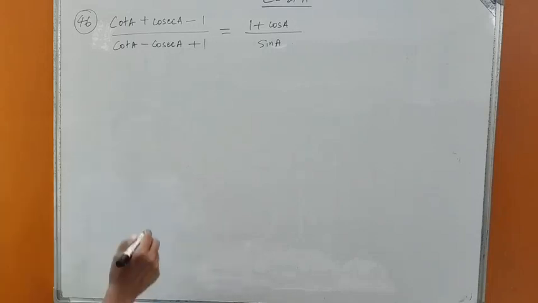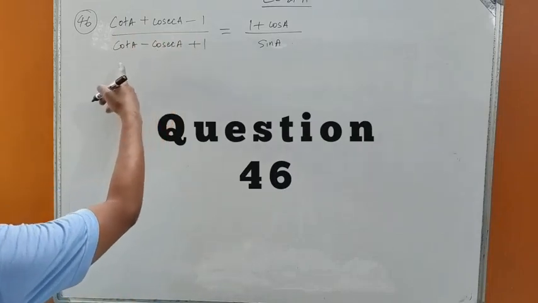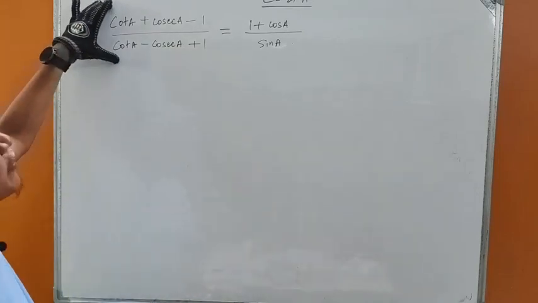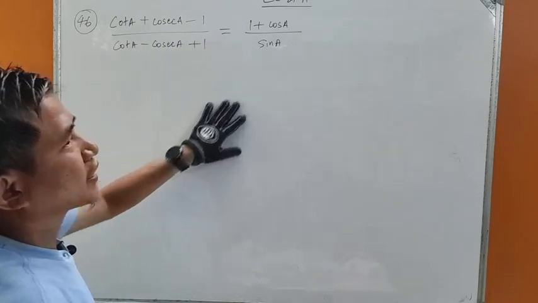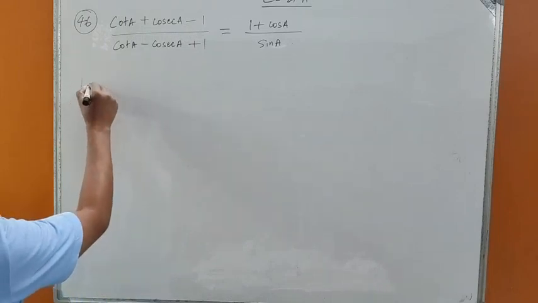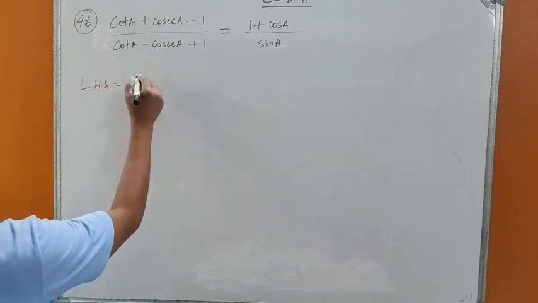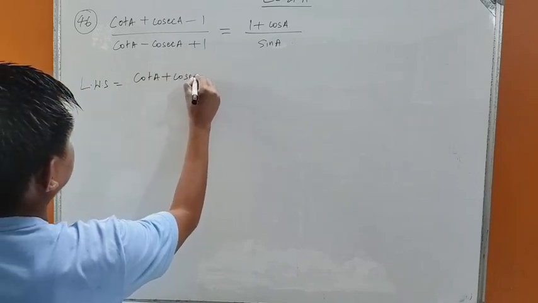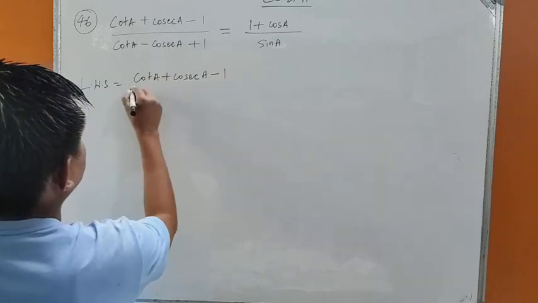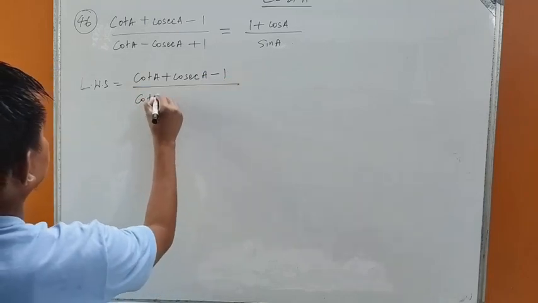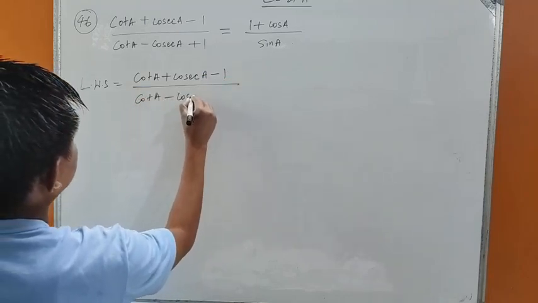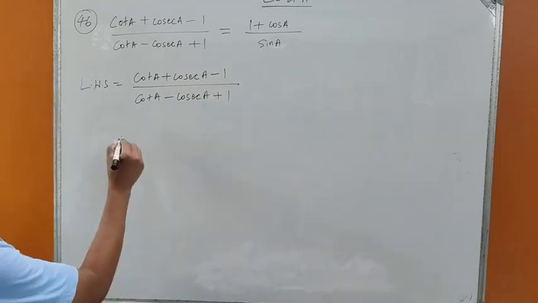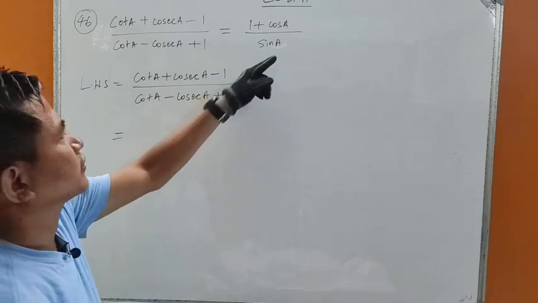Number 46, we have cot a plus cosec a minus 1 upon cot a minus cosec a plus 1 in the left hand side, and we are asked to prove this equals 1 plus cos a upon sin a, isn't it? So LHS equals cot a plus cosec a minus 1 whole upon cot a minus cosec a plus 1. This is what we have in the left hand side. So we are asked to prove this equals this, isn't it?